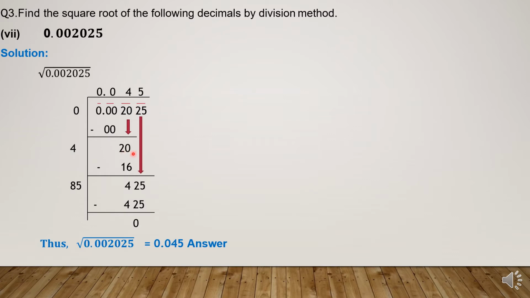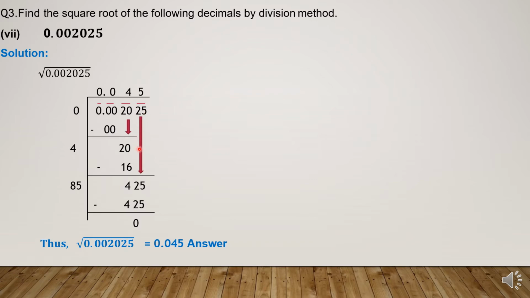For 20 you have to select or choose a divisor. How will you choose your divisor? You will choose such a number so that you multiply this number with itself and the product must be smaller than your dividend or equal to your dividend. So that number is 4. 4 4s are 16. Subtract 20 and 16, we get 4.